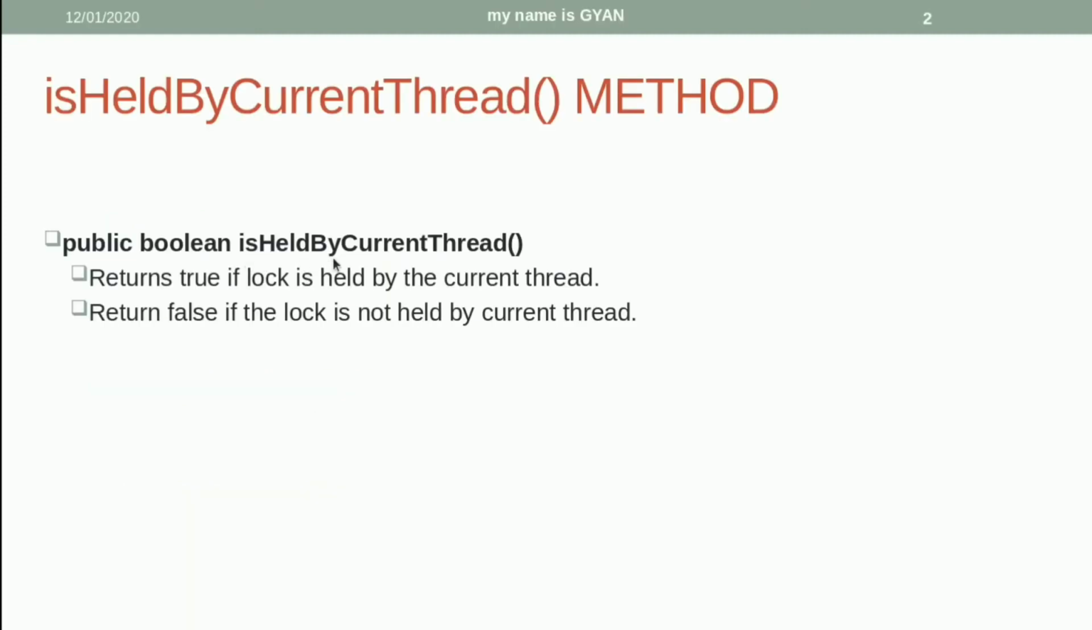The method isHeldByCurrentThread is a public method which returns boolean. It returns true if the lock is held by the current thread, and it returns false if the lock is not held by the current thread.